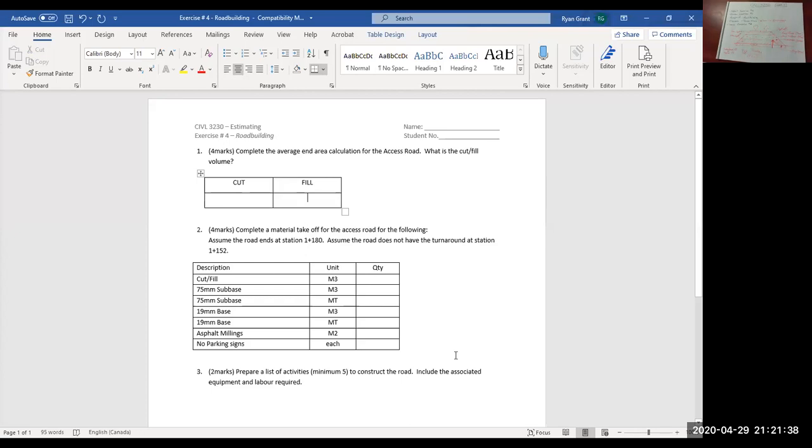Goes there. Okay, so the details of the rest of this information are on the drawings. The thicknesses of the varying items here should be on the drawings. So sub-base, base. And you should be able to count the number of signs.